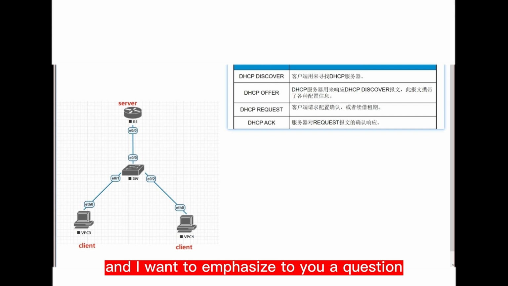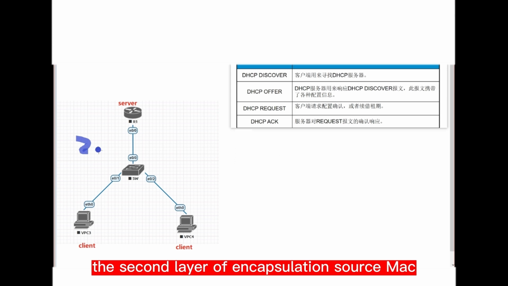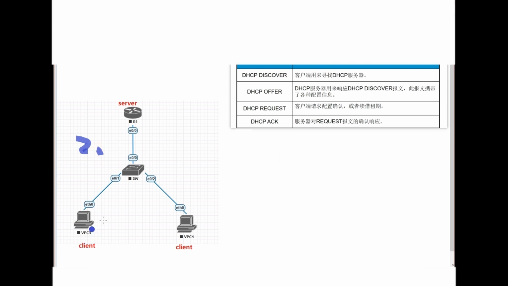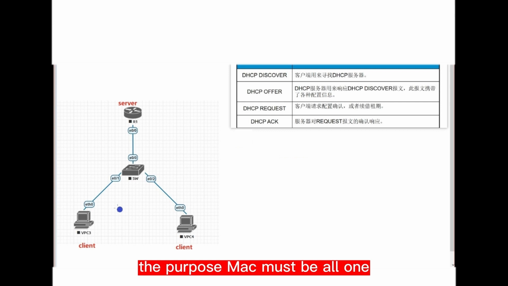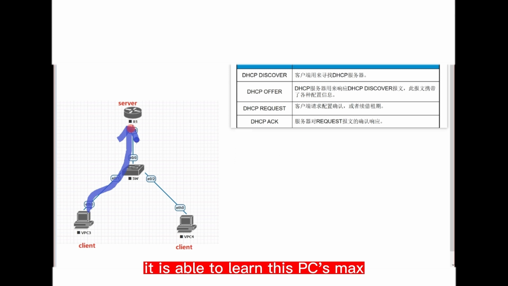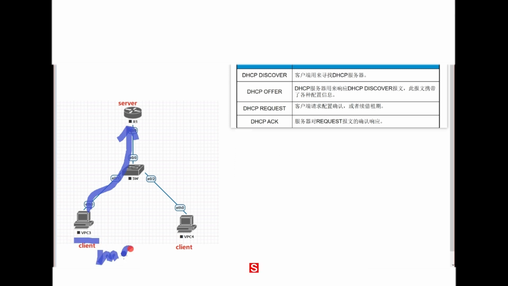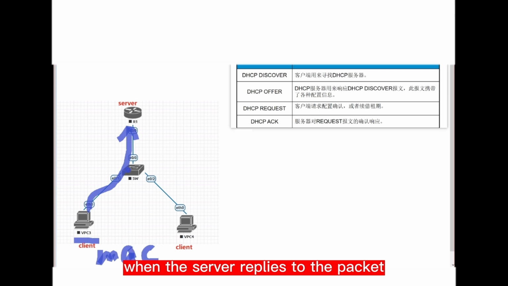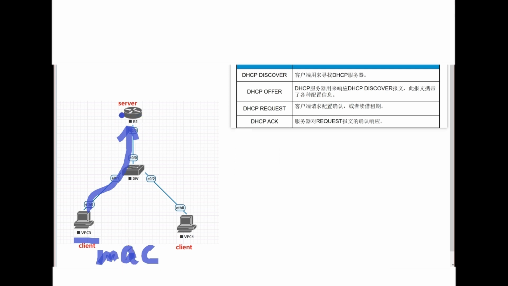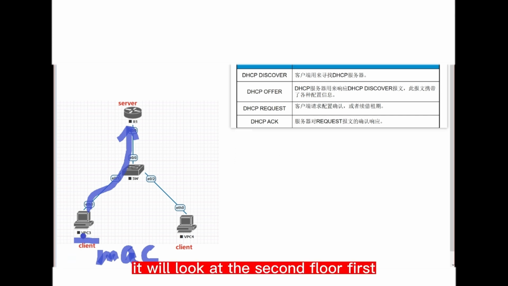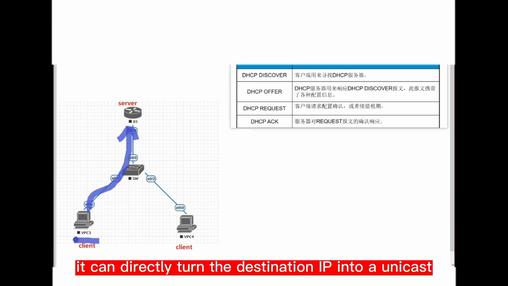And I want to emphasize a question. When the PC sends a message, the second layer encapsulation source MAC must be itself, and the destination MAC must be all 1s. Actually, when the server receives this message, it is able to learn this PC's MAC. So when the server replies to the packet, in fact, it can unicast back. Because as a PC, it will look at the second layer first, then look at the third layer. It can directly turn the destination IP into a unicast.